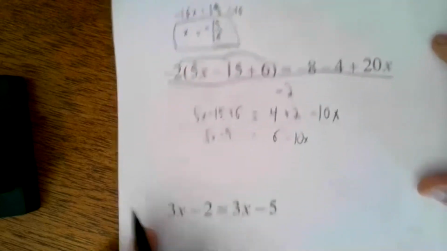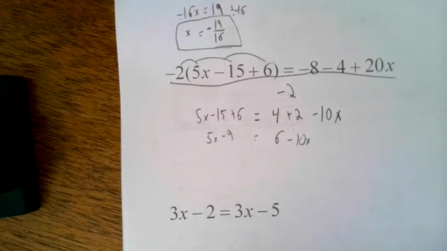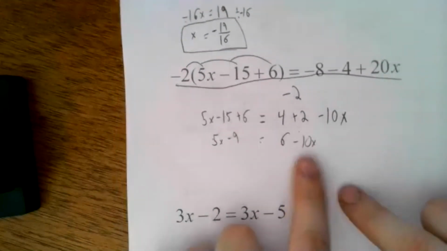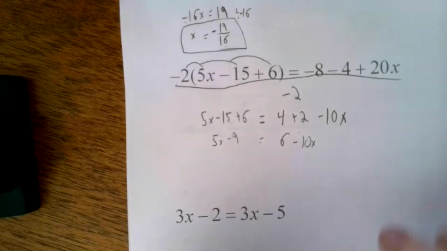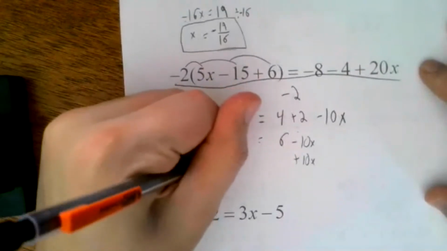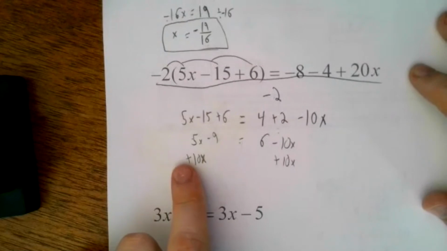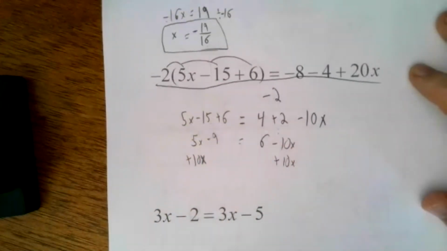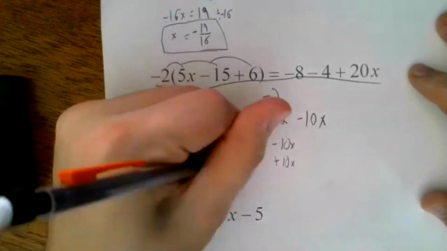Now we have to make a decision. Do we want all our x's on the left or all our x's on the right? I'm going to choose to have all our x's go to the left side, and I'm going to do that by adding 10x on both sides. Right? And then since I made that decision, now I need all my constants to be on the right side. So I'm going to do both of these in one step. I'm just going to add 9 on both sides.